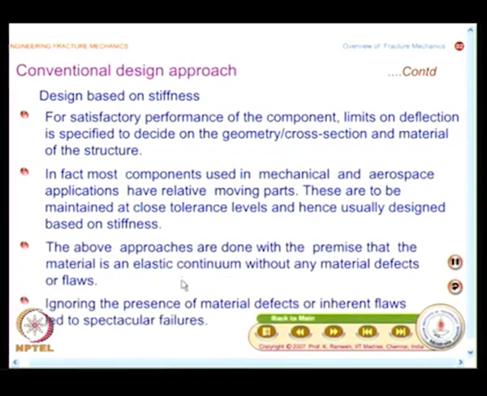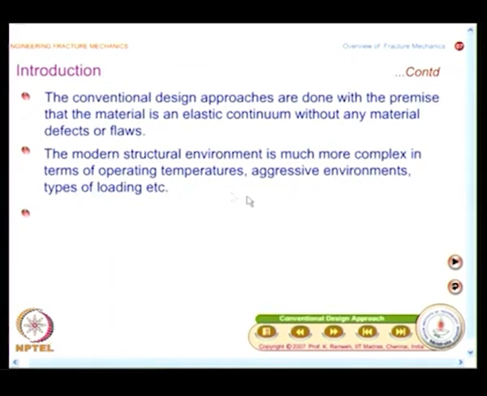And again it is emphasized, all these approaches to design are done with the premise that the material is an elastic continuum without any material defects or flaws. It is purely out of convenience, there is no other reason. If they had better mathematical models and simplified approaches, they would have also incorporated what happens when you have a flaw. Purely out of convenience, the initial design approaches were confined to considering the medium as an elastic continuum, and this worked well. You could do some kind of engineering based on this, but what is the situation now?